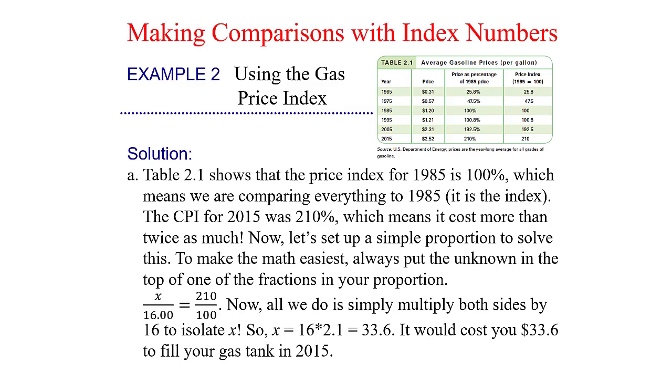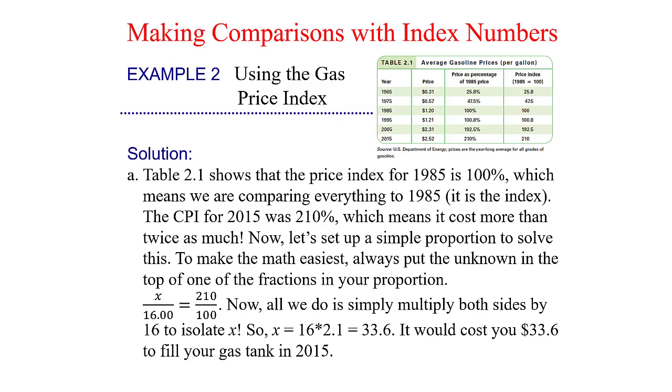So cost is the one thing we're looking for. Well, remember, these are always simply price over price equals index over index, right? So the price of something in what we'll call year 1 over the price of whatever it is in year 2 is equal to its index in year 1 divided by its index in year 2.